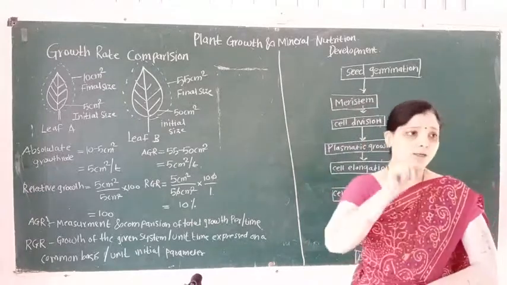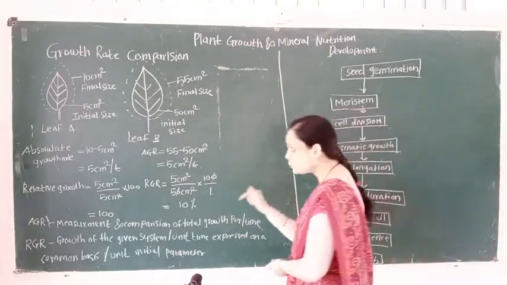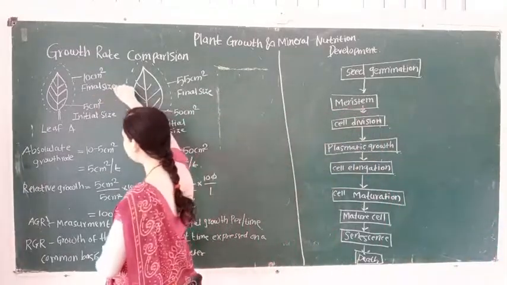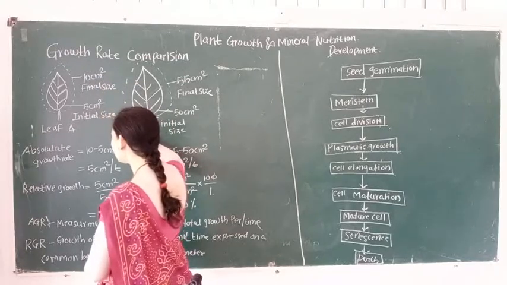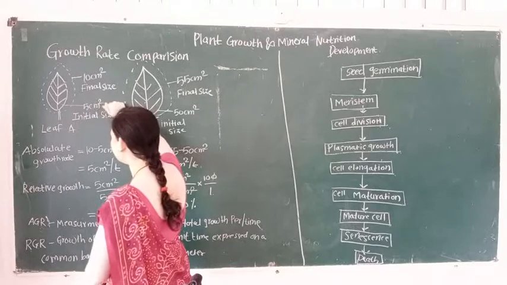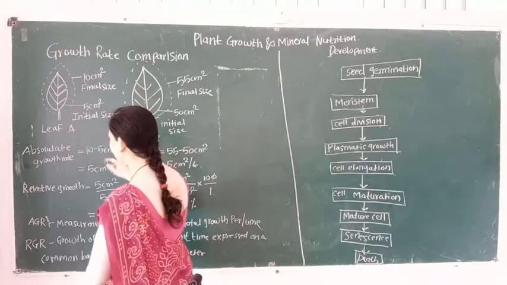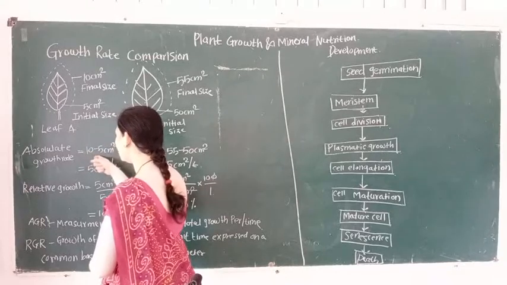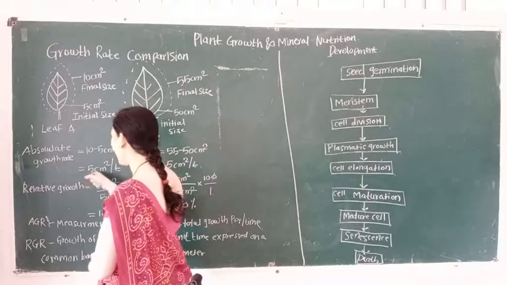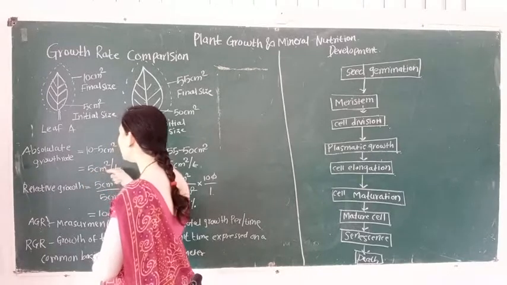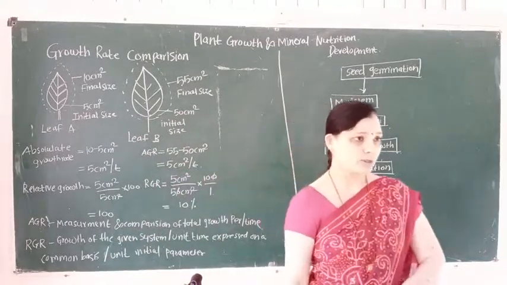So absolute growth rate is equal to final size, 10 centimeter square, minus initial size, 5 centimeter square. So absolute growth rate is equal to 10 minus 5, which is 5 centimeter square per unit time. It is called the absolute growth rate.